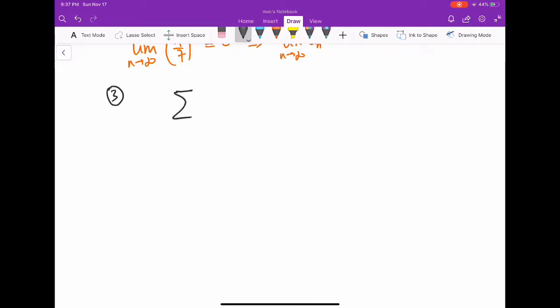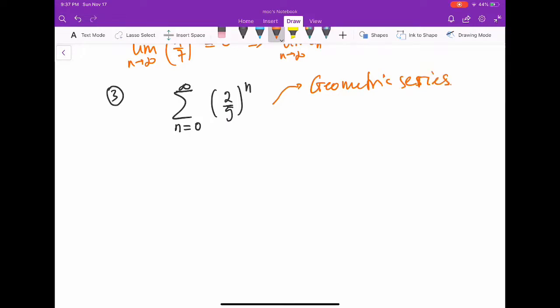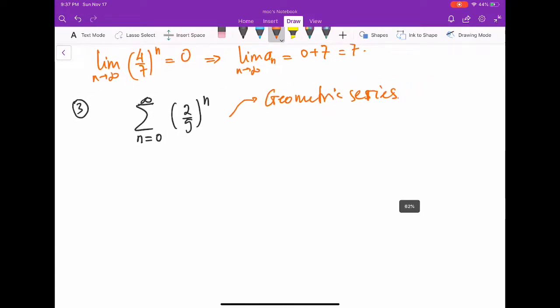The first one looks like this: the series with n from 0 to infinity of (2/5)^n. All right, so you can imagine that this is a geometric series. So we know the formula of the geometric series.